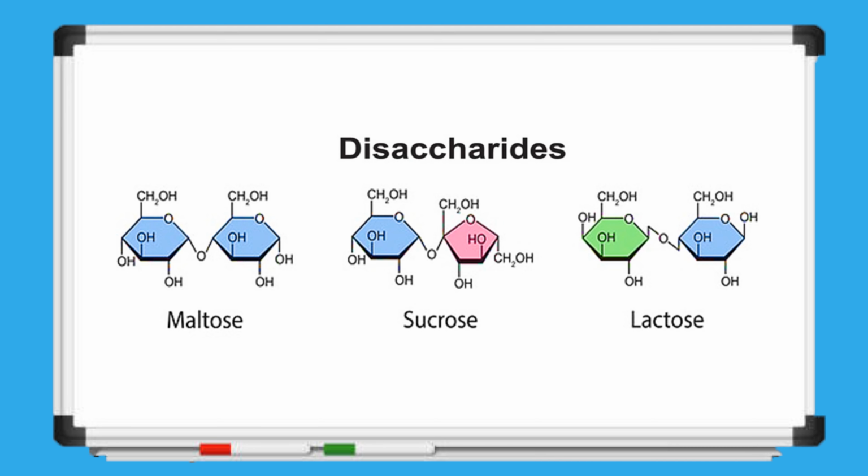Maltose consists of two glucose molecules, both shown as identical sugar rings in the diagram. Sucrose, also known as table sugar, is made from one glucose and one fructose molecule. The glucose appears as a blue hexagon, and the fructose as a pink pentagon. Lactose, the sugar found in milk, is formed from one glucose and one galactose unit, with glucose shown as a blue hexagon and galactose as a green hexagon. Simply put, disaccharides are double sugars, created by linking two single sugars, that is monosaccharides, together.